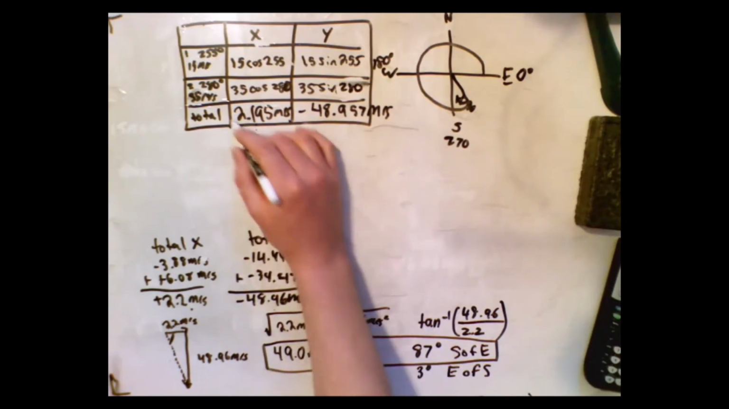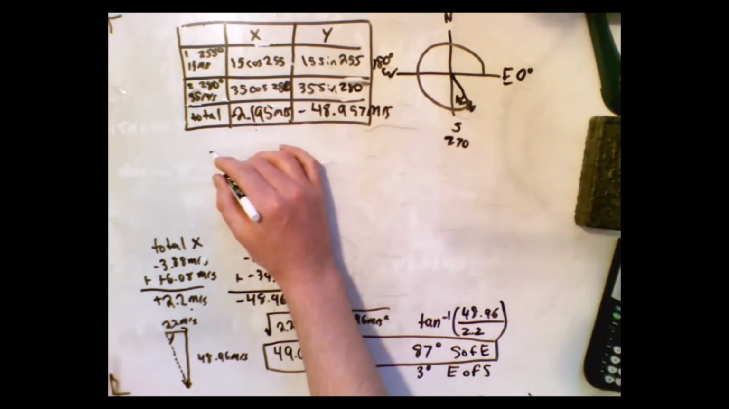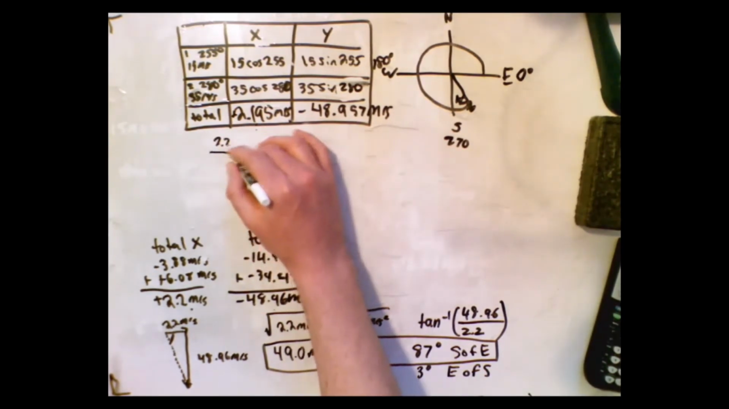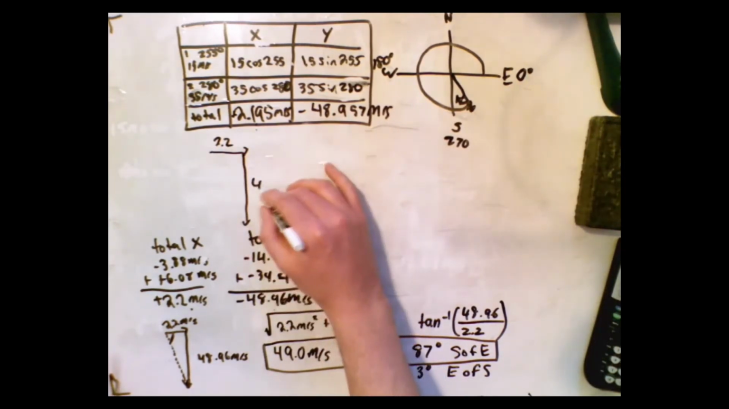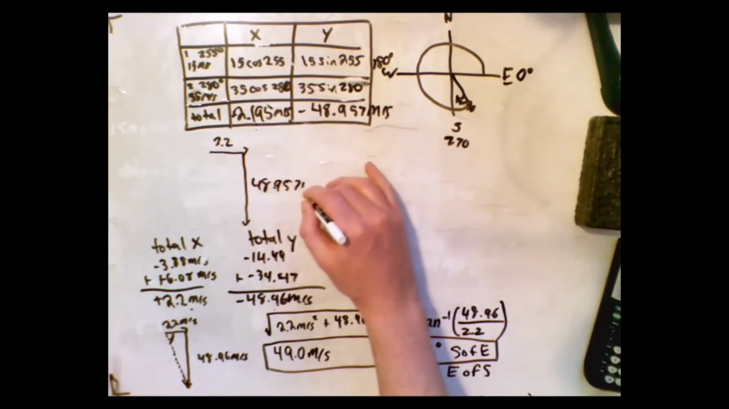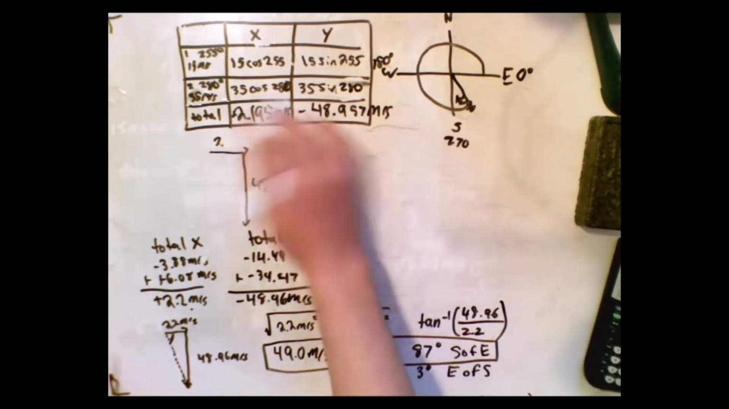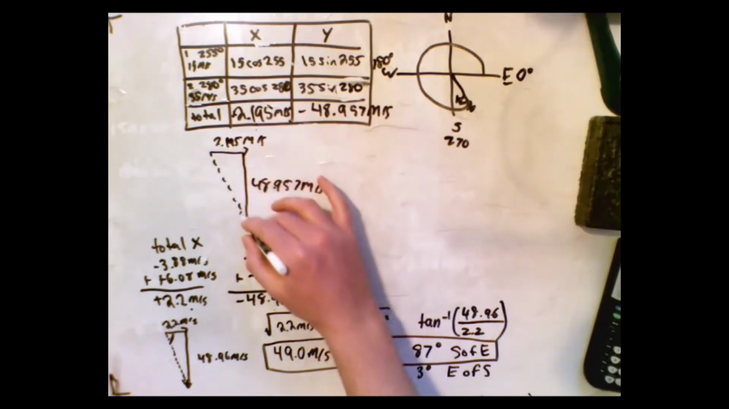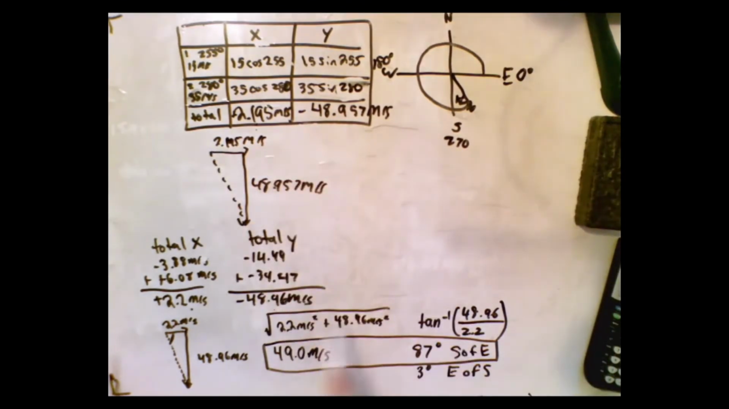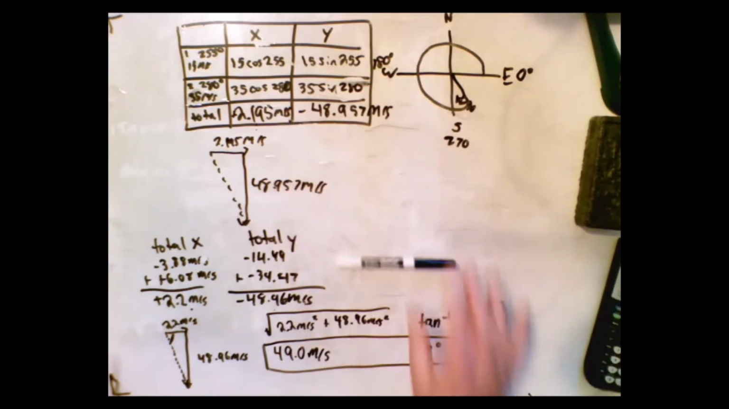So x is positive. Positive means we go to the right, 2.2. We go down 48.957 meters per second. So this is 2.195 meters per second. And we find our resultant. We just do all the same stuff. The work's going to be the same. We're going to use Pythagoras, we're going to tan -1, and we get the same answer. Just a lot less work in that first step.